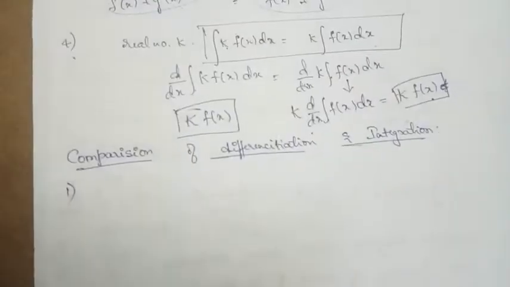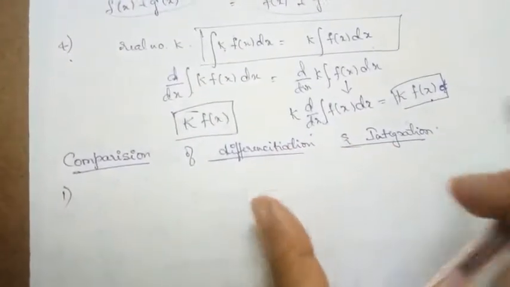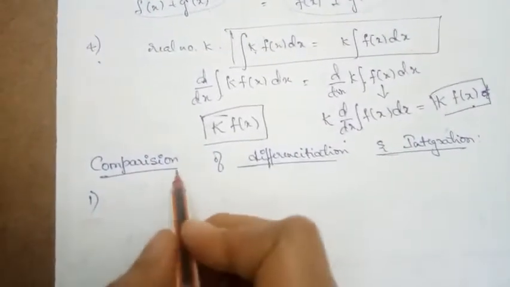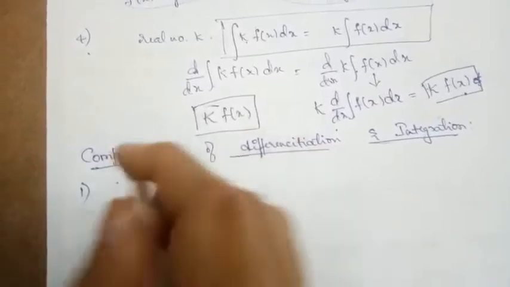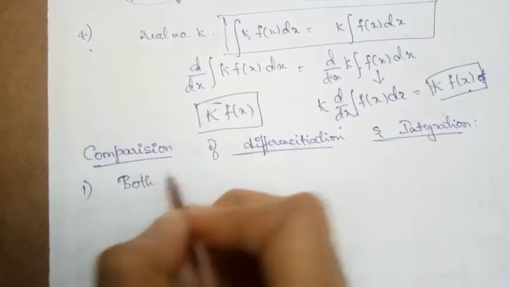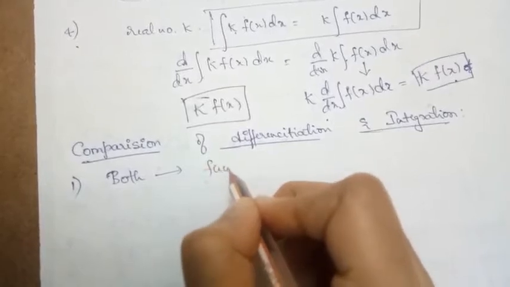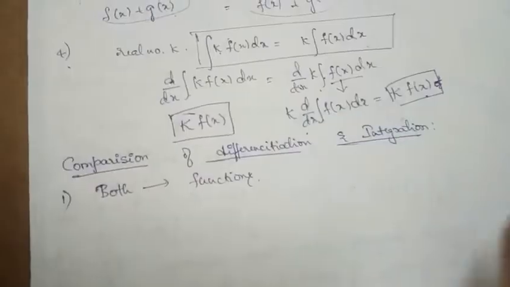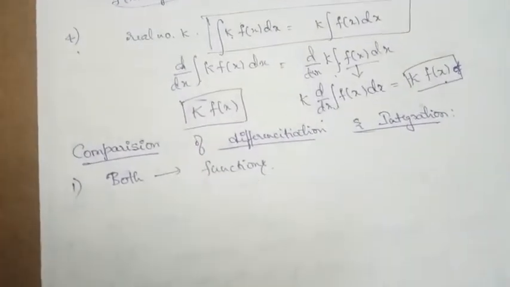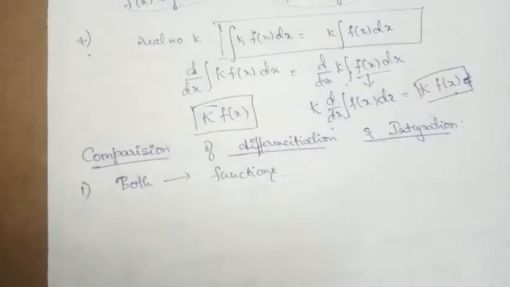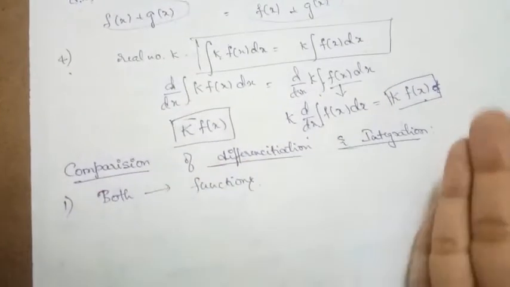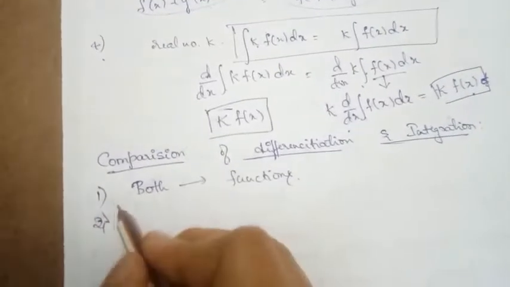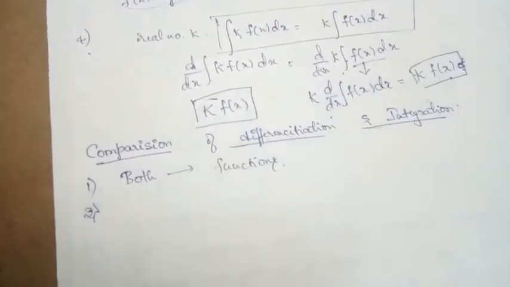Now let us try to understand some comparisons between differentiation and integration. Clearly, both differentiation and integration are done upon functions, because even integration gives a function. If I differentiate, differentiation also takes place on the function itself. So both differentiation and integration take place upon the function itself. And the next is algebra of derivatives and integration.